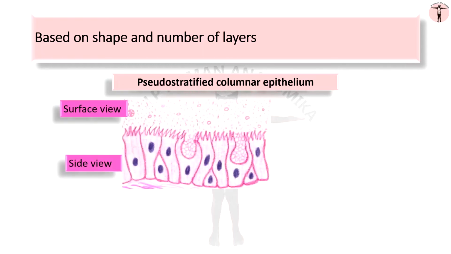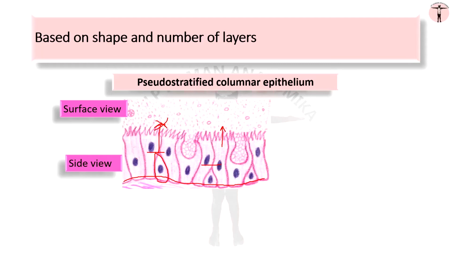It is a single layered epithelium. All cells rest on the basement membrane, and it has two types of cells. Short cells, which are called the basal cells, do not reach the surface. You can see it is ending at the middle of the epithelium. The second group of cells, which are taller, are called the tall columnar cells, and they reach the surface.